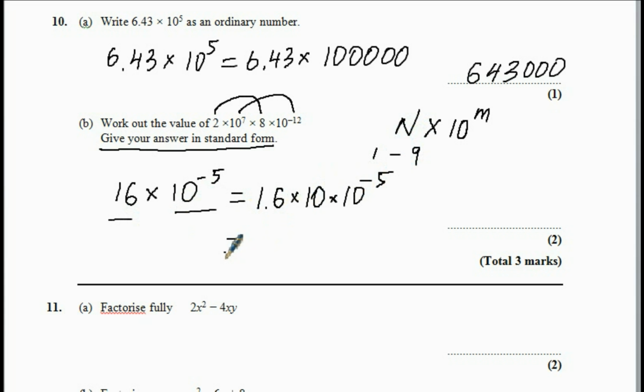Please do work slowly, carefully. So 1.6 is now good for us. It is a number between 1 and 9, but the power of 10 needs to be polished. 10 to the power 1 times 10 to the power minus 5 is going to be 10 to the power minus 4, because you add the powers, right? So the answer would be 1.6 times 10 to the power minus 4.